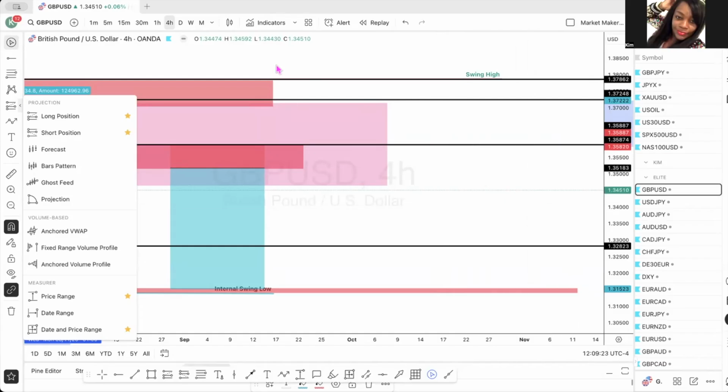So I can see that this was long because this is going up. These little dots are going up, and this is the short position because the dots are going down. So it's the same thing on TradingView. Let me share.